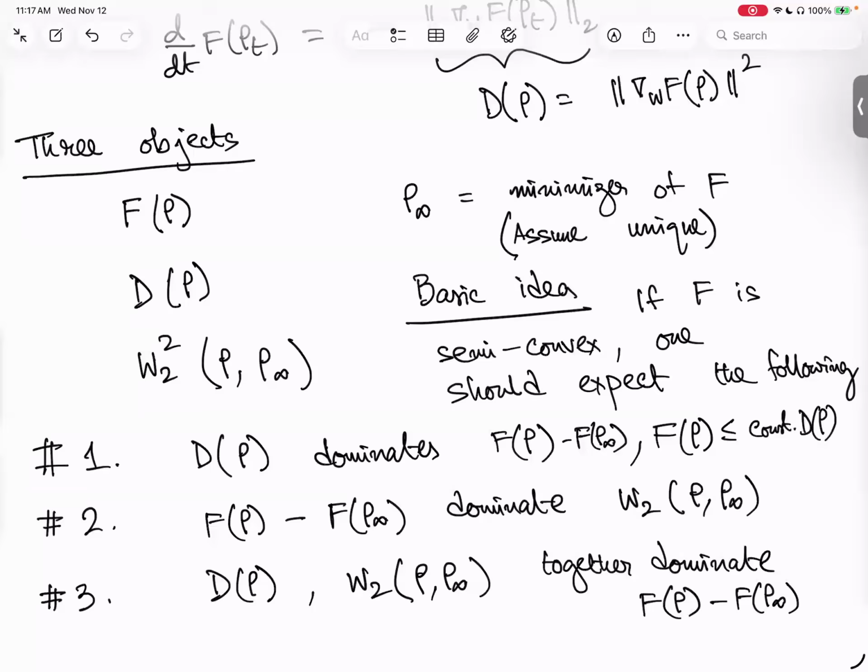Let's see, for example, the third one. I've done this calculation last time, but let's see what I mean by this number 3, that we should expect such an inequality, by going back to my Hilbert space calculation.